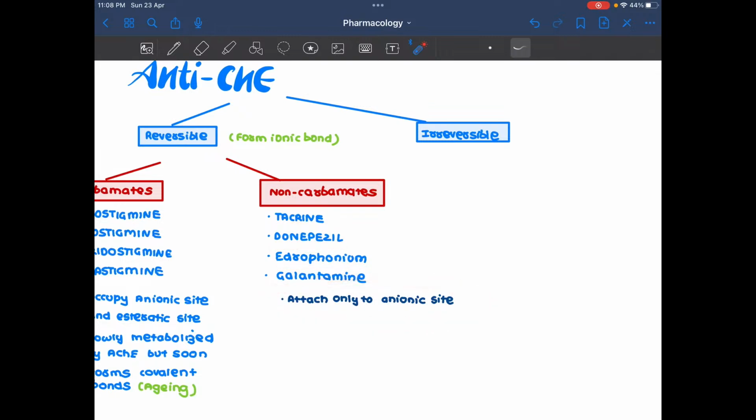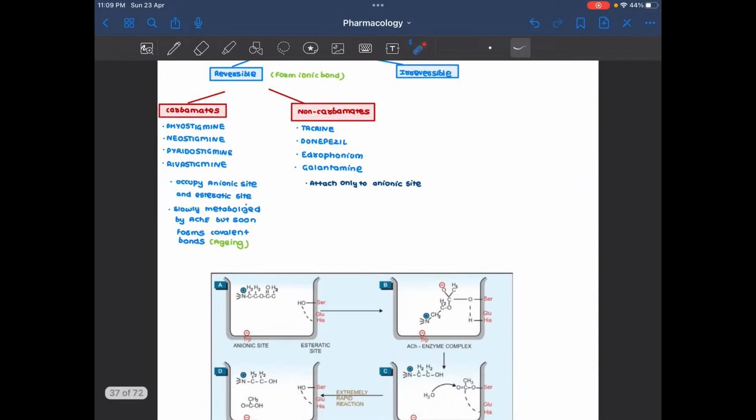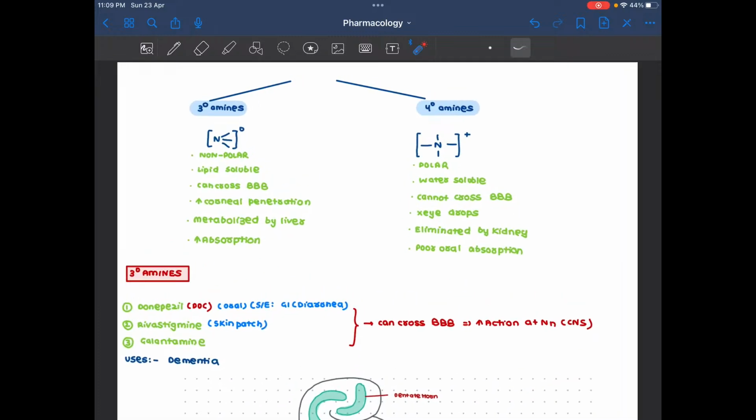So we have organophosphorus compounds which only attach to the esteric site. We have carbamate compounds which are going to interact with the anionic as well as the esteric site. And now we are seeing we have non-carbamates like reversible anticholinesterase inhibitors which are only going to attach to the anionic site. So these are tacrine, donepezil, edrophonium and galantamine. We're going to see them. Okay? Alright.